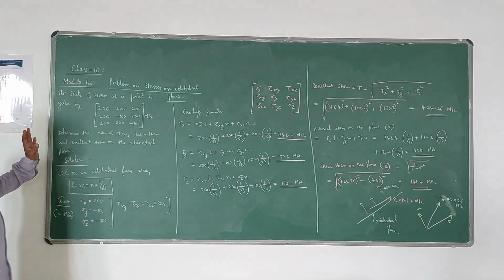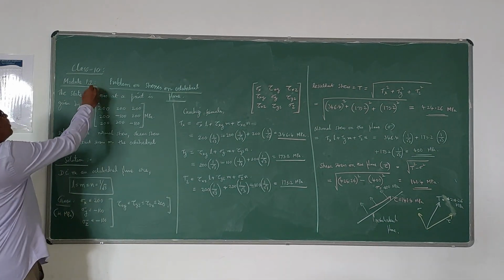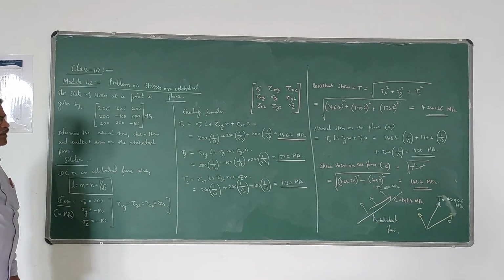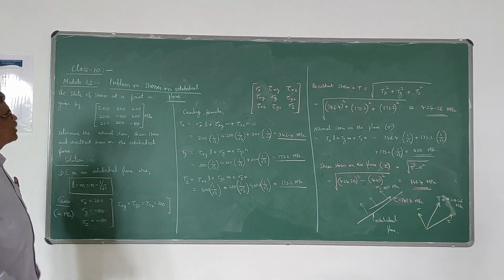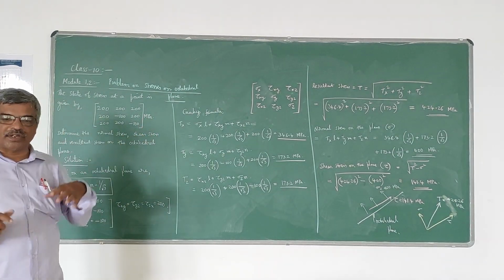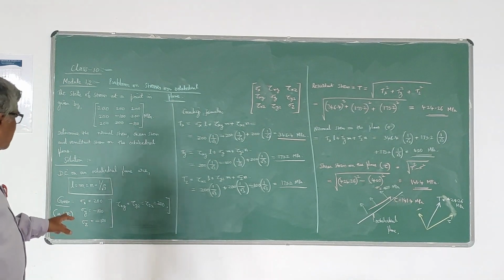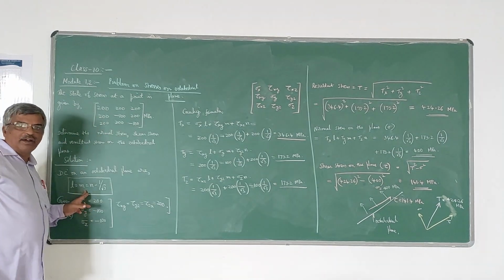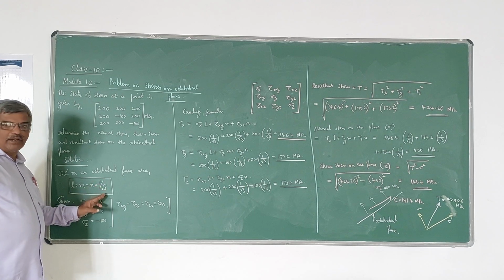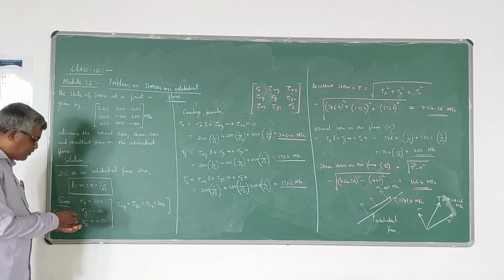Okay, in this class we will discuss a problem on stresses on octahedral plane. An octahedral plane is a plane on which the direction cosines are equal. That means the direction cosines of the plane, l, m and n, are all equal, so each will be 1 by root 3. So it is very important.